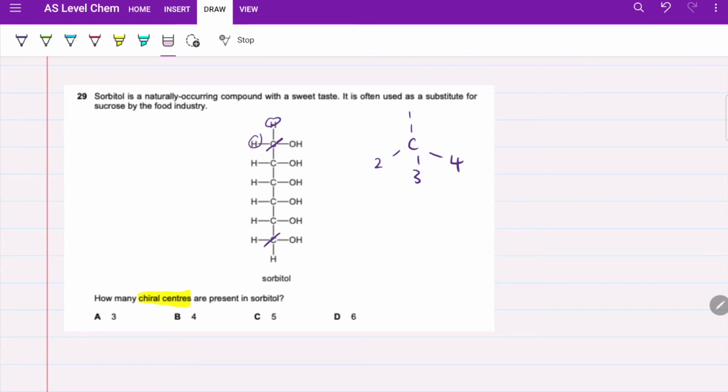And you can do the exact same thing for all the other 4 that are in the center. Ooh, that is huge. Okay. So you can do the exact same thing for all the other carbons. And that's 1, 2, 3, 4 carbons. So your final answer is B.